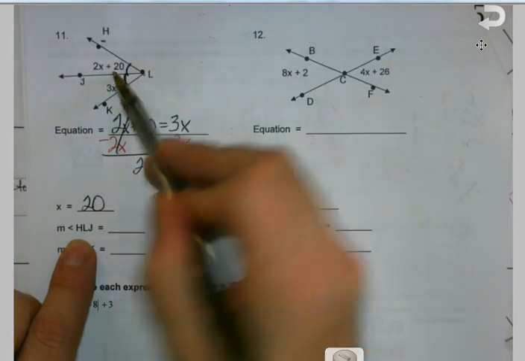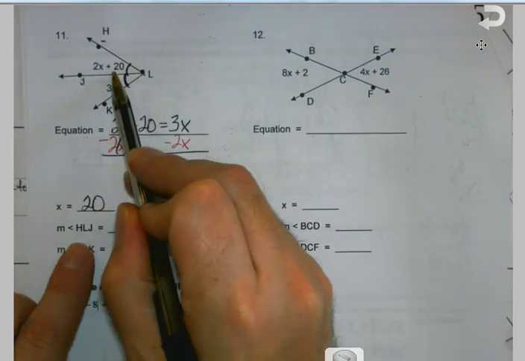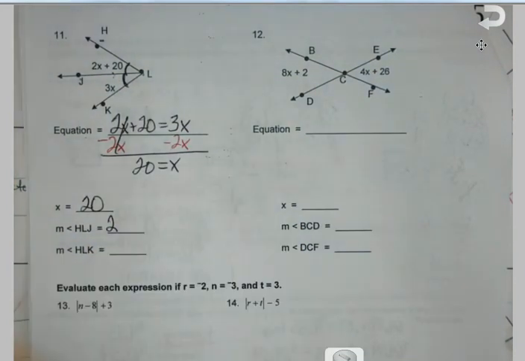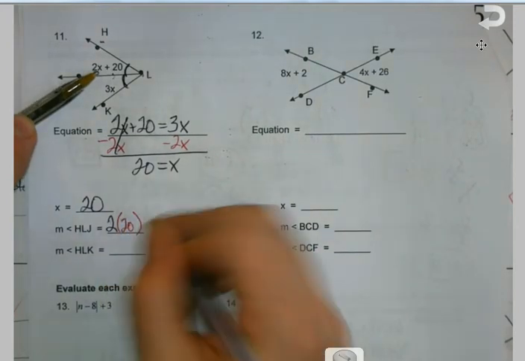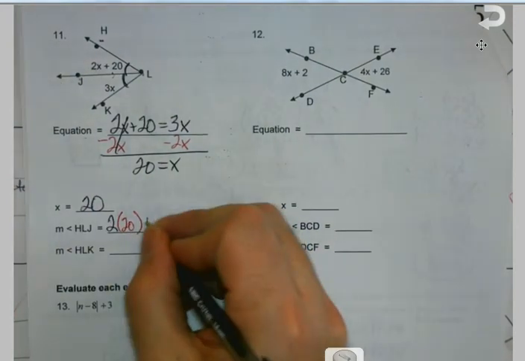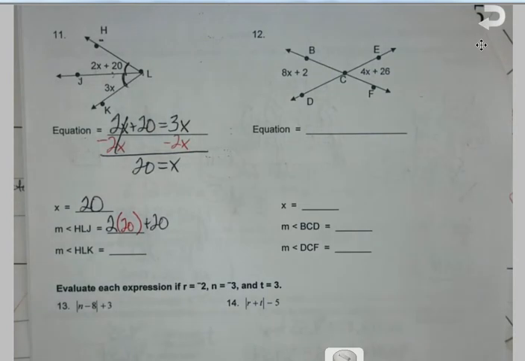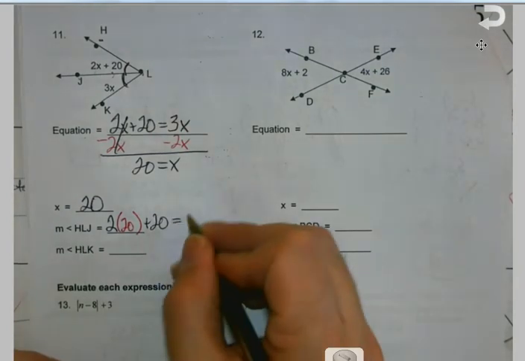HLJ is this right here. So what I'm going to do is copy that, but when I get to the x part, you don't have to fully write it out like this. If you just know and you can plug it in and put an answer in there, I'm fine with that.